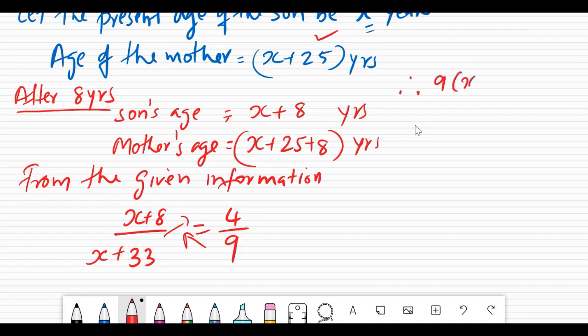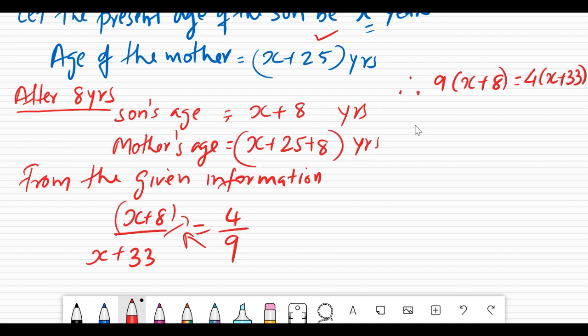9 into x plus 8, this one, will be equal to 4 into x plus 33. So we are having x on both sides, which we normally bring to one side. For that we should remove 9 from the left side. All this exercise we have done.